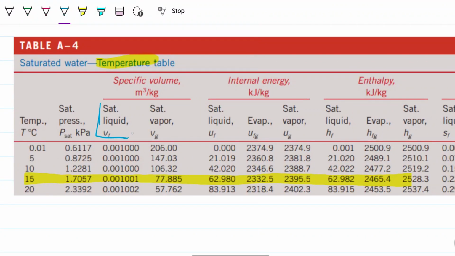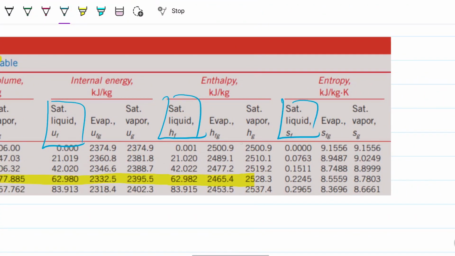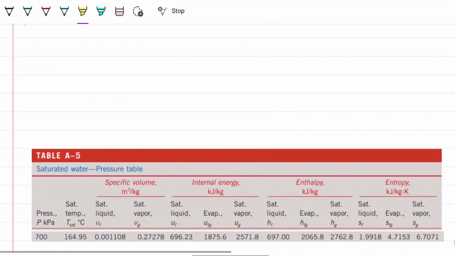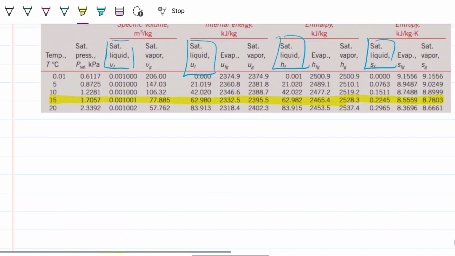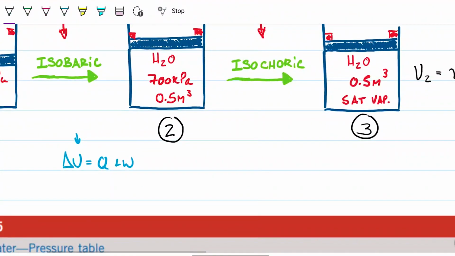So saturated liquid, saturated liquid, saturated liquid, saturated liquid. This is where I'm grabbing all properties for state number 1. They're all here. State number 2. We know two things about state number 2. Actually, for now we only know one thing. We know the volume is 0.5 and the pressure is 700.